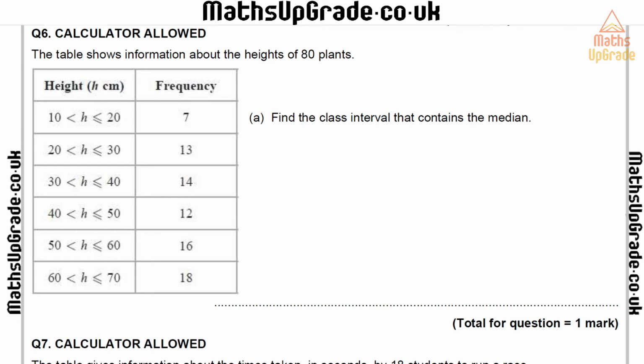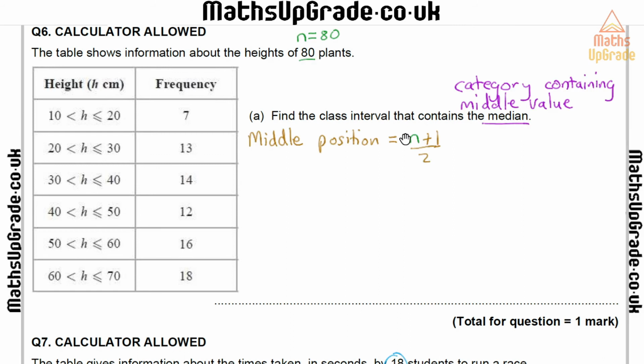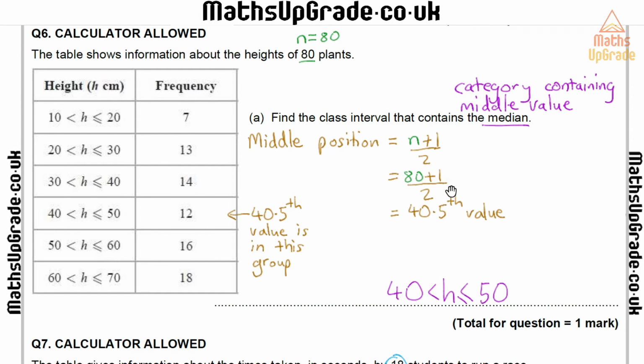In question 6, I need to find the class interval that contains the median from the information about heights of 80 plants. So to find the median, that means you need to find the category containing the middle value. To find the middle position, I need to do n, which is the number of plants, add 1, divided by 2. Since the number of plants is 80, the total frequency is 80, you need to add 1 to 80 and divide by 2. That will give us the middle position. Then we need to find the category containing that middle value. So 80 plus 1 divided by 2 is 40.5.